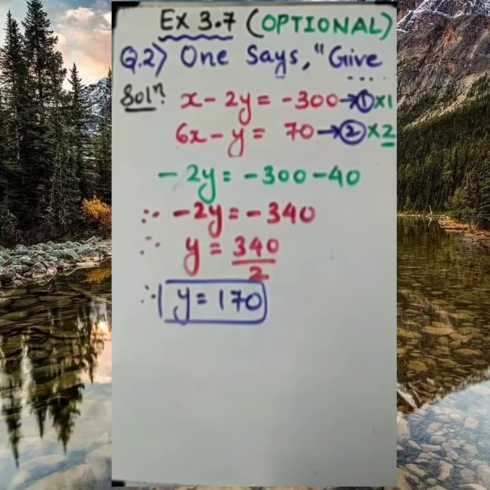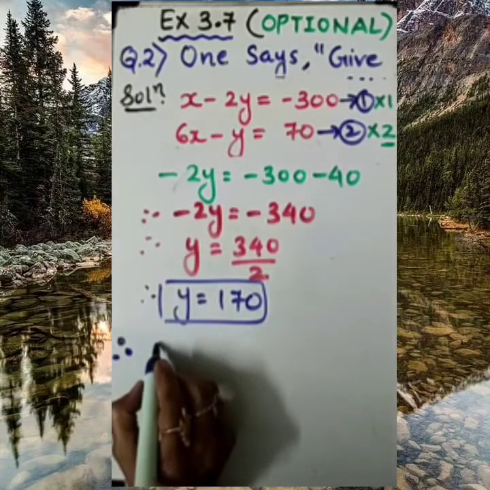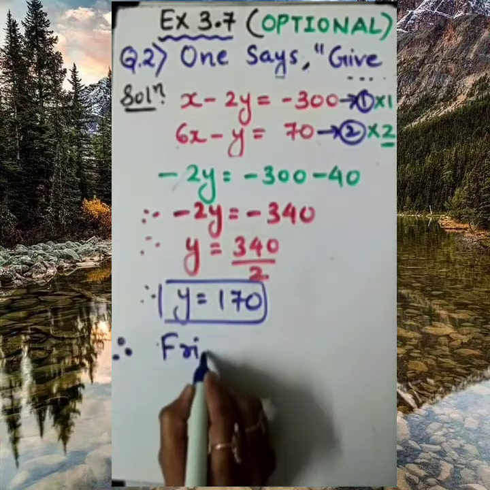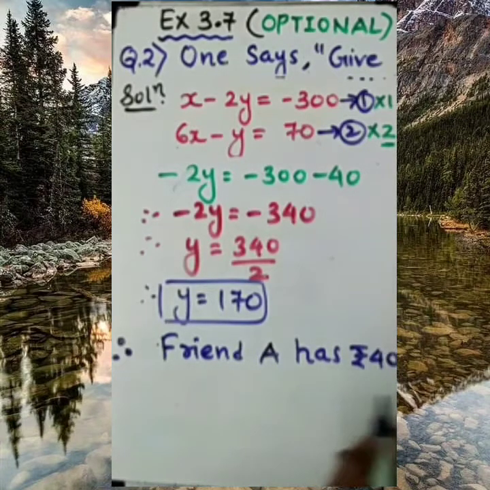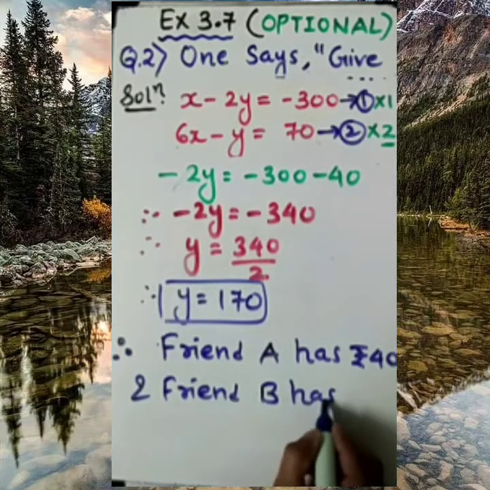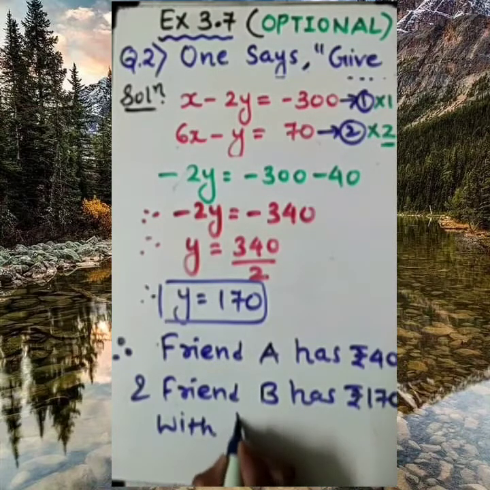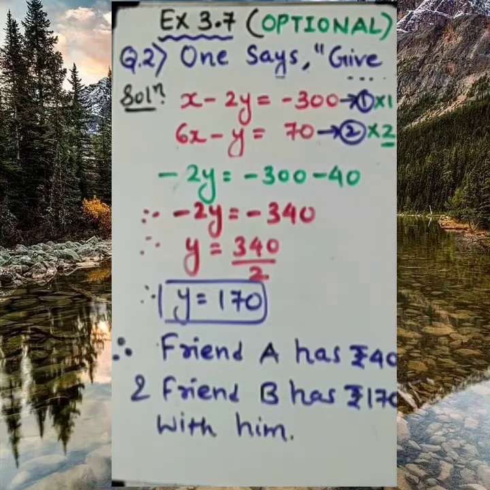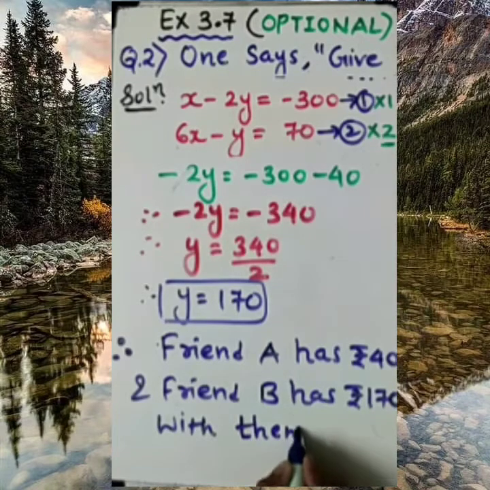So according to our assumption, what is x and what is y? We need to mention: therefore friend A has rupees 40 and friend B has rupees 170 with them, not with him, with them, because it is plural, two persons are there. This is the complete solution of question number 2.